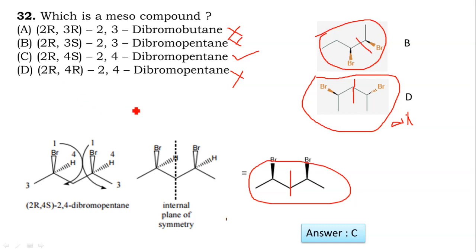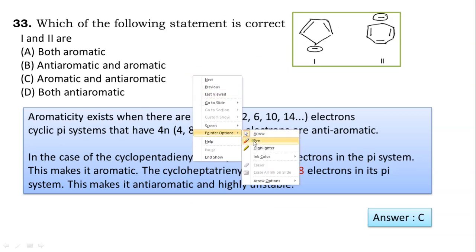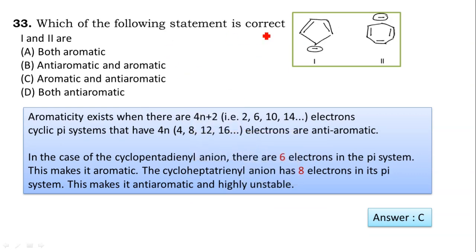Next question, 33. Which of the following statements is correct? Two compounds, compound 1 and compound 2, were given. Which is aromatic? Both are aromatic. Compound 1 is anti-aromatic and compound 2 is aromatic. Compound 1 is aromatic, compound 2 is anti-aromatic. Both are anti-aromatic. There are 4 options given.